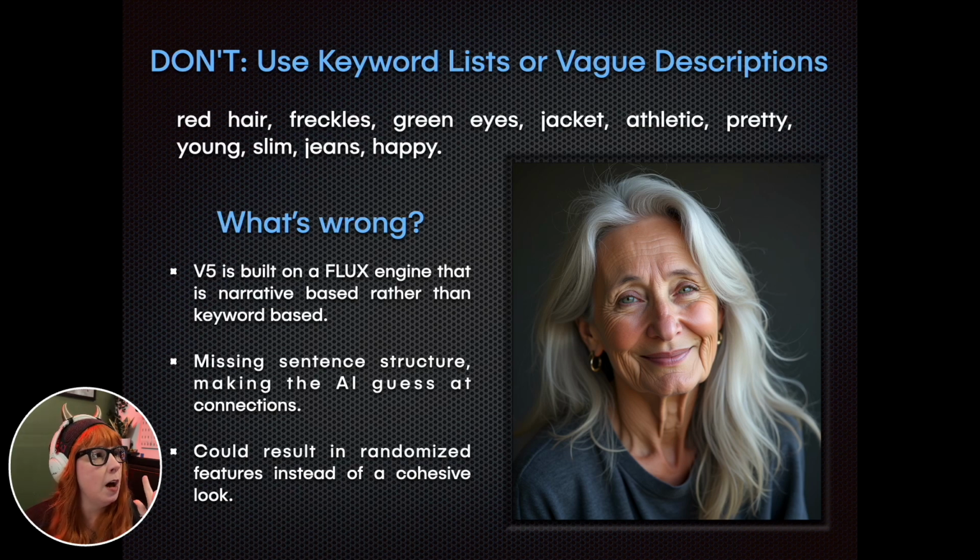Okay, so let's see. Missing sentence structure, I already said that, could result in randomized features instead of a cohesive look. So again, if you want her to have freckles on her face, this description does not give the engine that. See here, athletic, pretty, young, slim jeans. That could be skinny jeans, slim fit jeans. Do you see what I mean? Hold on, Mark, we're going to get there. You want to give it literally what you want in a sentence structure, not just throw words at it.